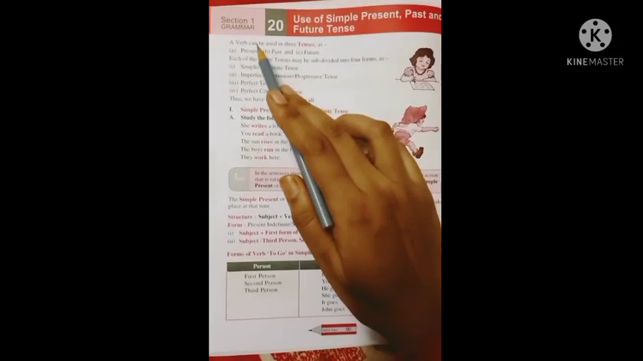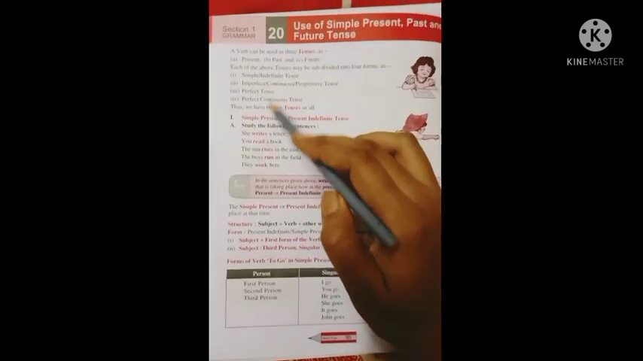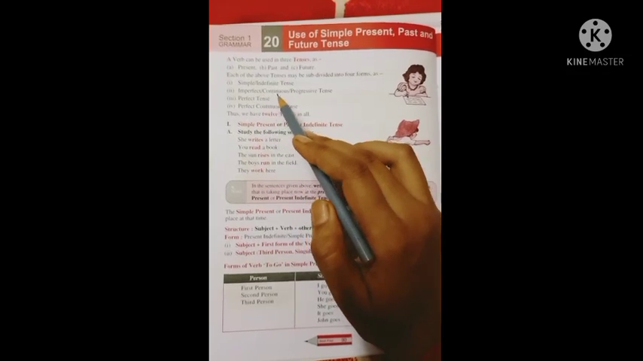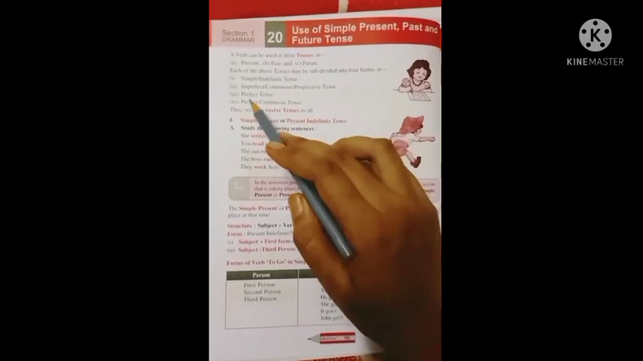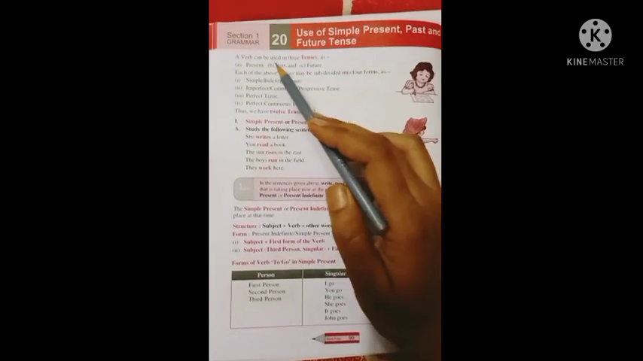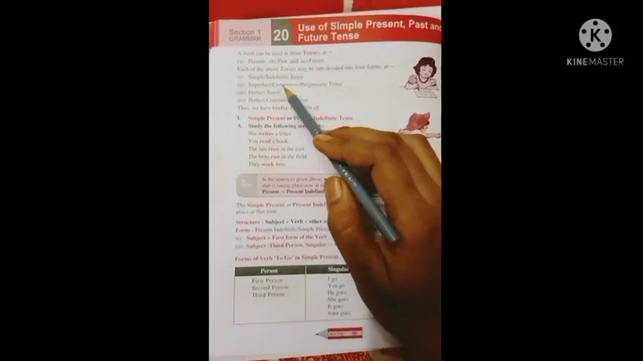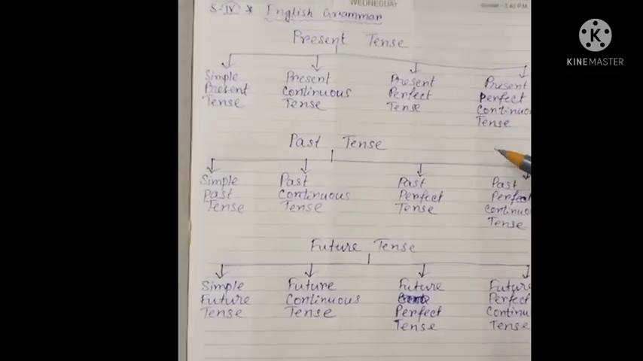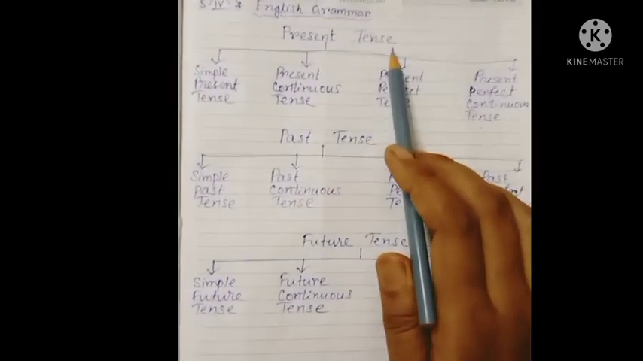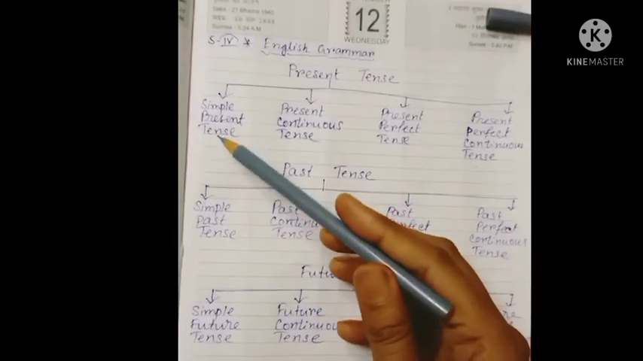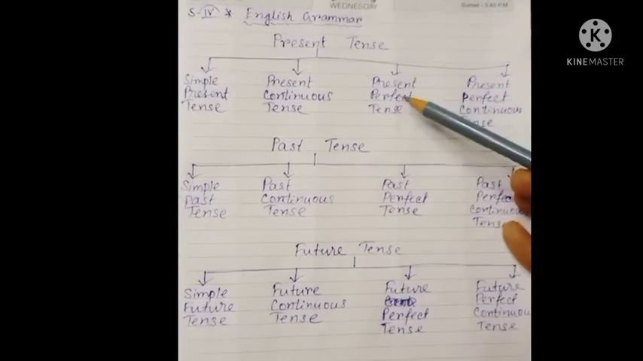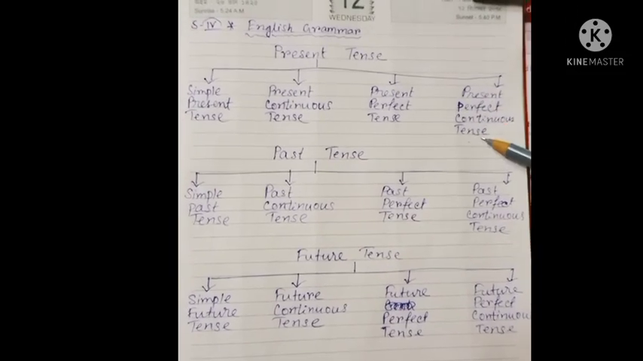Every tense has four divisions. These are simple or indefinite, imperfect or continuous or progressive, perfect, and perfect continuous. So every tense has these four divisions in it. Look students, I have written this here so you can understand it very easily. Present tense has four forms. They are the simple present tense, present continuous tense, present perfect tense, present perfect continuous.